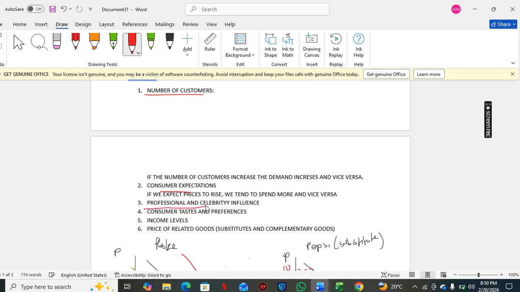Professional and celebrity influence. If a famous person or a qualified or a professional person gives their opinion about a certain good, which is positive, or a celebrity is endorsing a good, demand tends to rise because people will be influenced to buy that good. Now, if the professional, like a doctor, says the good is bad, is harmful, demand will drop because you are scared to take that good because of the consequences.